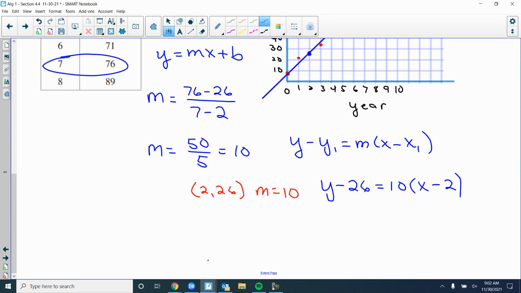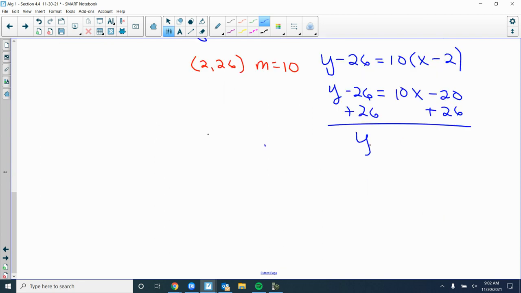All right, so I distribute the 10. So I get y minus 26 equals 10x minus 20. Got to do one more thing. I got to add 26. So I get y equals 10x plus 6. All right, that is my equation.